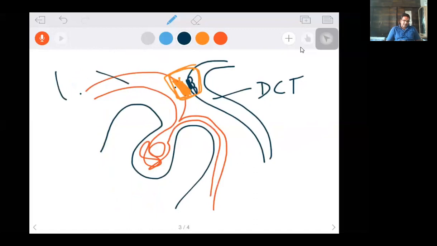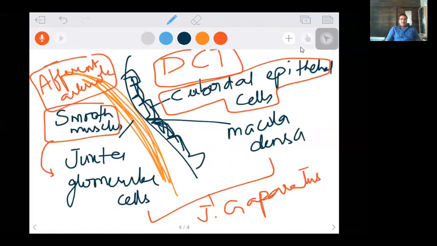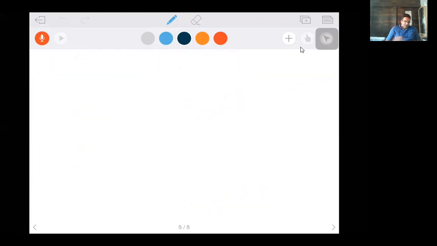This is the DCT and this is the afferent arteriole. A little bit more in zoom, we have observed that the cuboidal epithelial cells of the distal convoluted tubule are the macula densa. The smooth muscles of the afferent arteriole are called juxtaglomerular cells, and juxtaglomerular cells and macula densa are collectively called the juxtaglomerular apparatus. Okay, what do they do actually? We need to write all that.